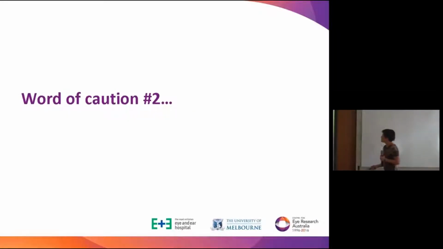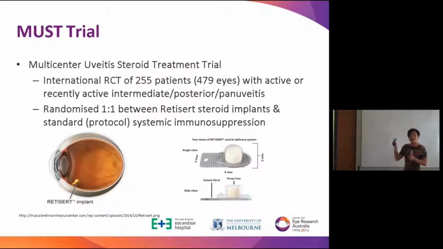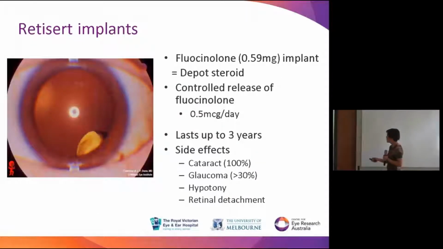Number 2 is the findings of the MUST trial, another multi-centre trial. Some of you might have already heard about this, using the fluocinolone implant, a randomized trial between systemic immunosuppression versus having these implants put in over a long period of time. These implants last up to 3 years. It's like having steroid inside the eye for 3 years. Now, there are side effects, cataract and glaucoma, as you would expect.